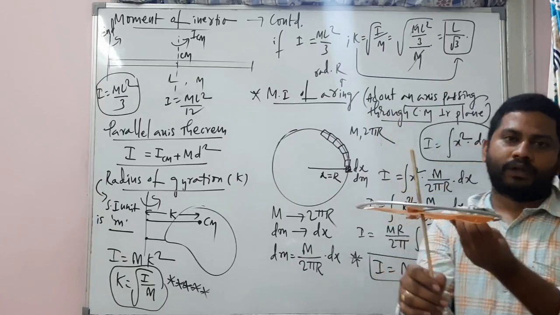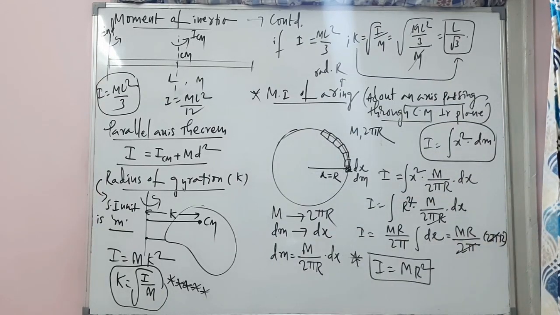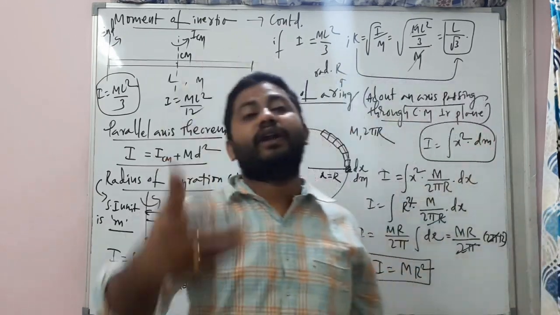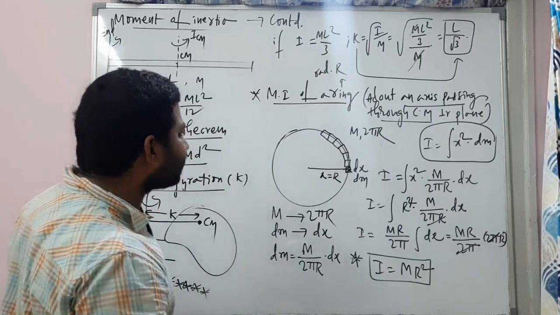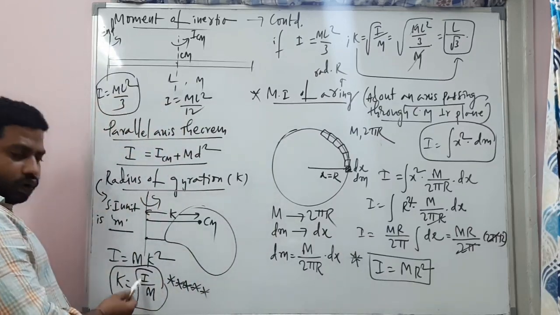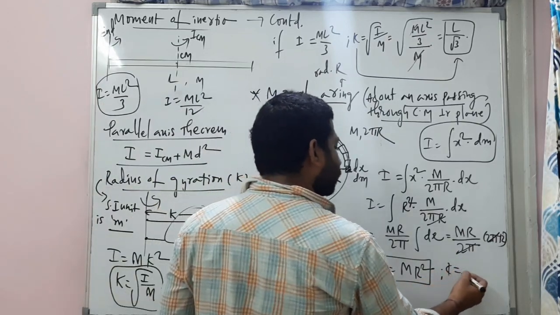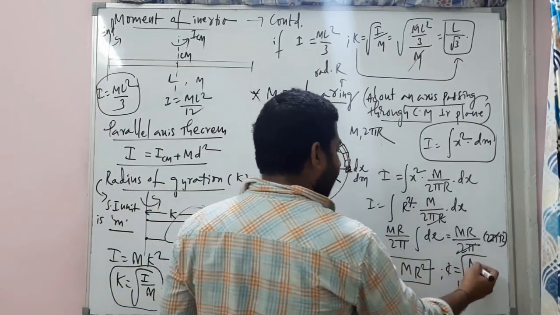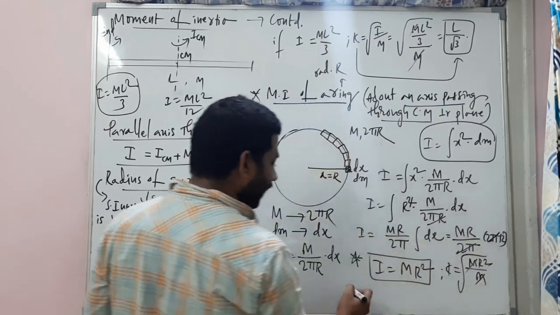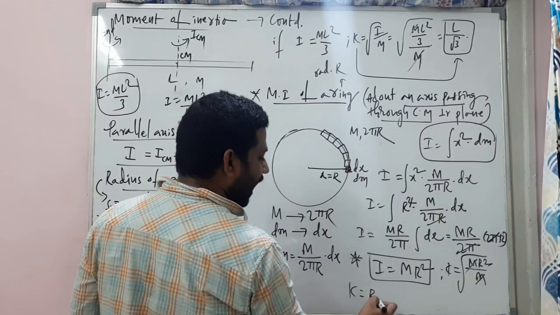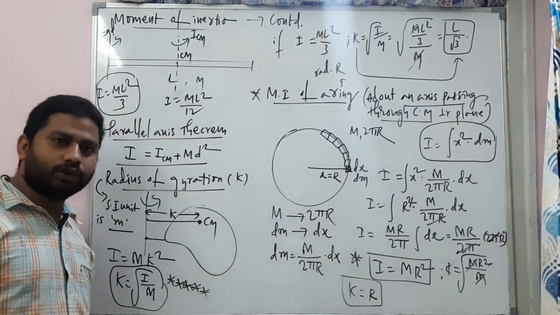And once you find the moment of inertia, in this moment of inertia topic, immediately find out the radius of gyration. What is the formula for radius of gyration? It's root I by m. So k is equal to root of I, that is mr square divided by m. m cancels, so k is equal to r. K is equal to r.